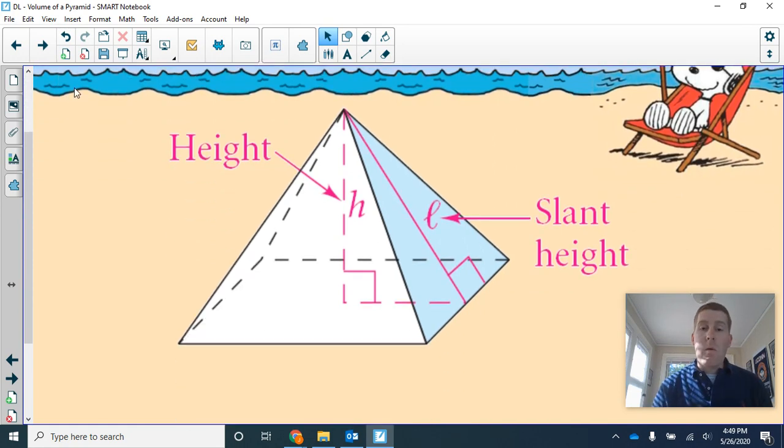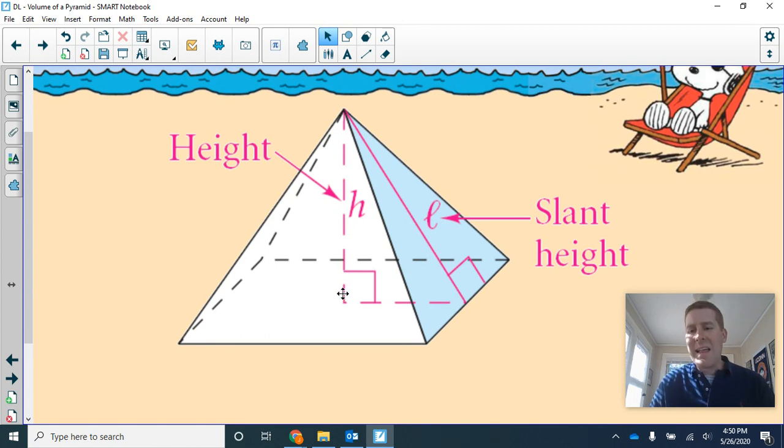Now, one is the official height of your pyramid. And that's the one you guys see here that goes from the very top or the vertex and then drops down right into the middle of your base. It actually ends up being perpendicular to that base. So again, from the vertex straight down right into the middle of the base.